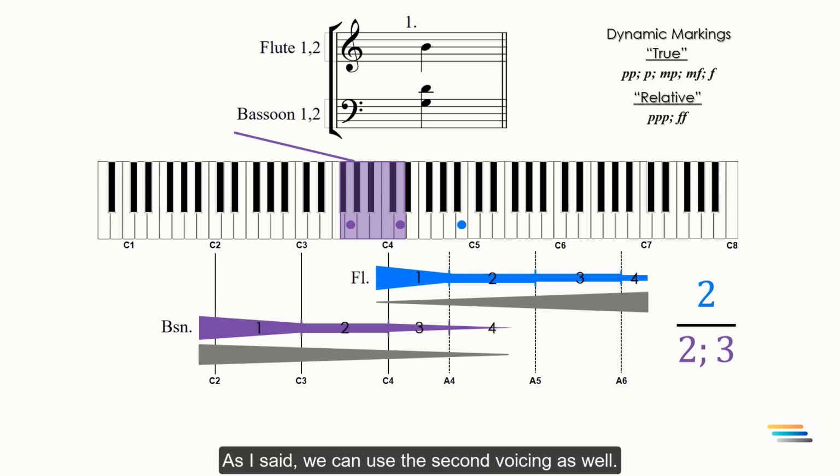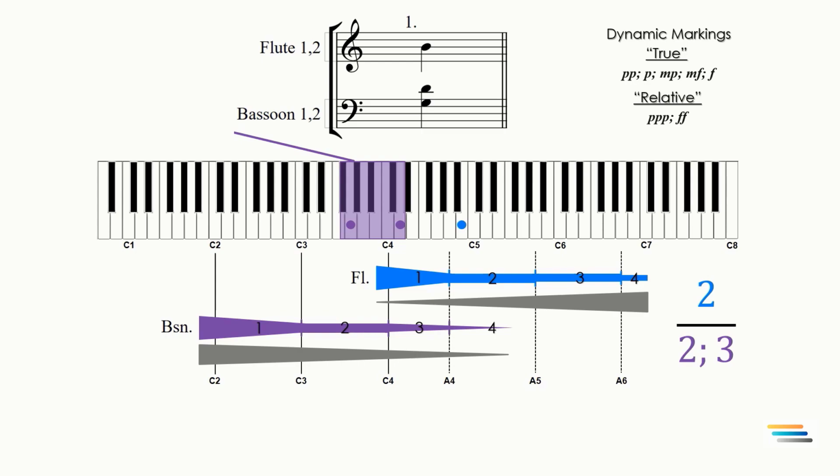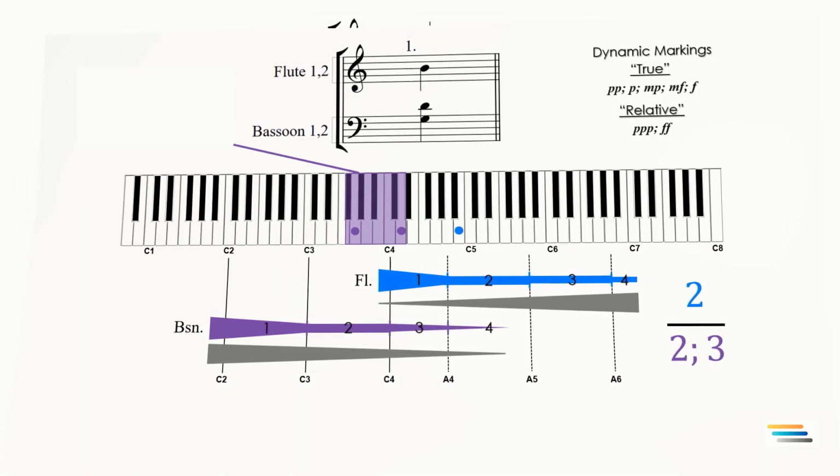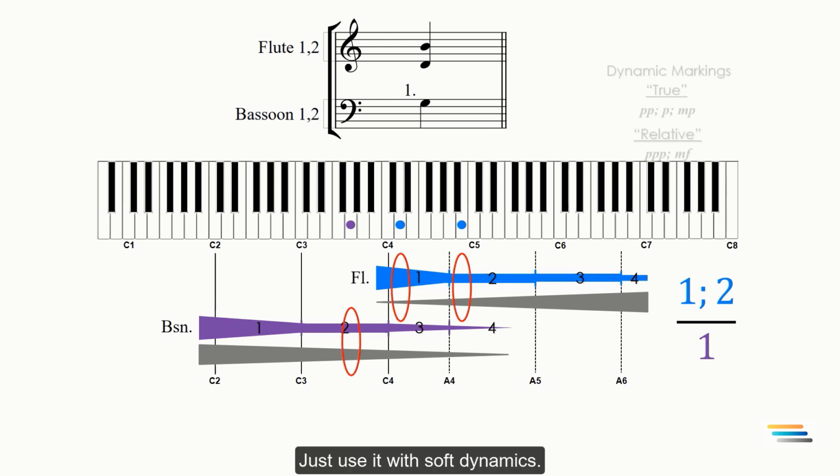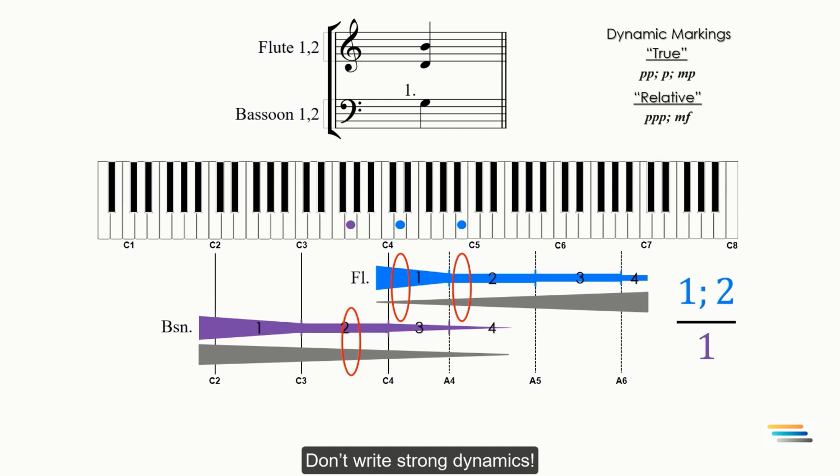As I said, we can use the second voicing as well: one bassoon and two flutes. This voicing is also well done. Just use it with soft dynamics. Don't write strong dynamics. The pianissimo and the mezzo forte will be relative.